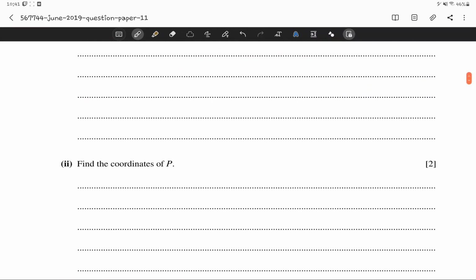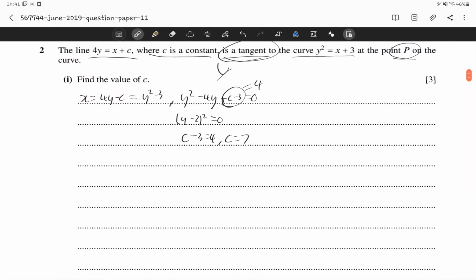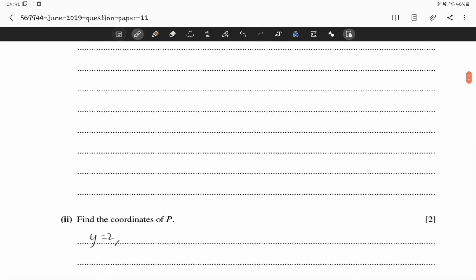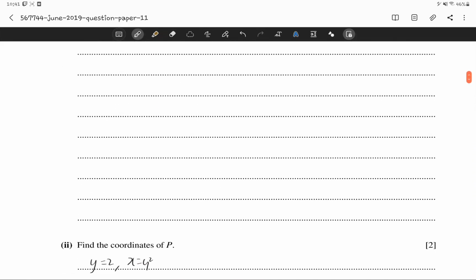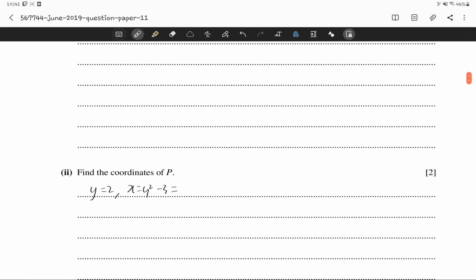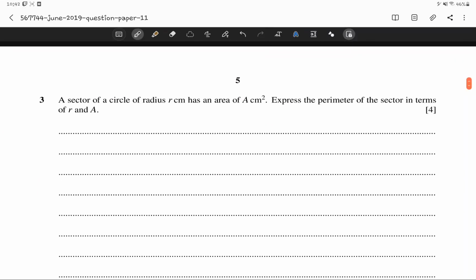Find the coordinates of P. Well, we said that it would have to be where y equals 2. So we have to put y in, right, so x equals y squared minus 3. So put y in, that's 1. So coordinates of P would be 1, 2. Okay, a sector of a circle. I don't know what that means. Radius r, area A, perimeter of the sector.